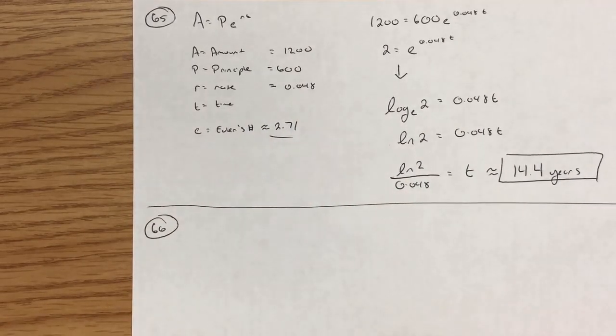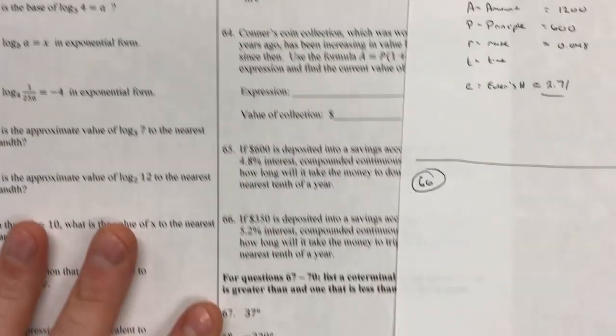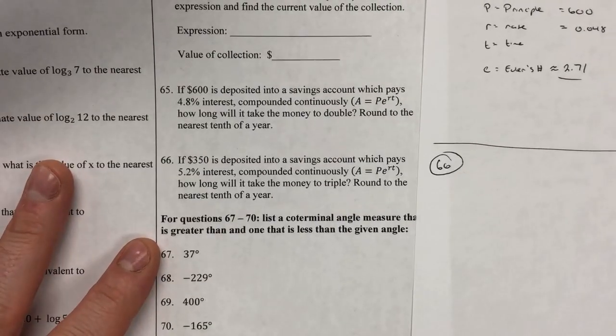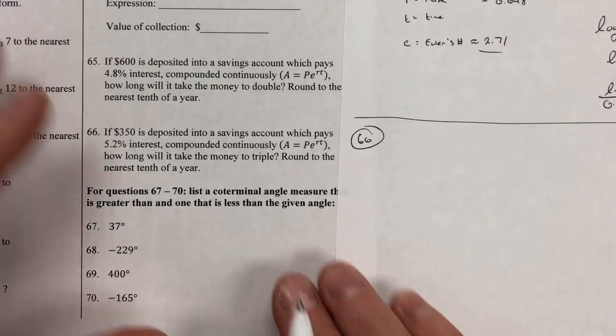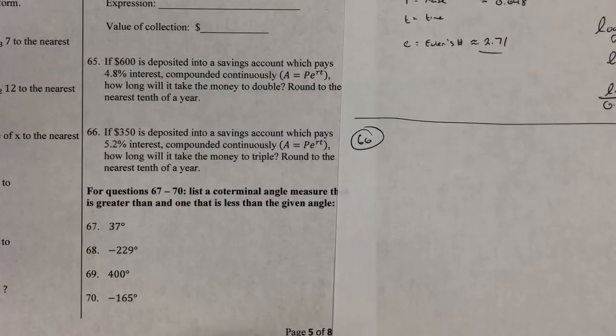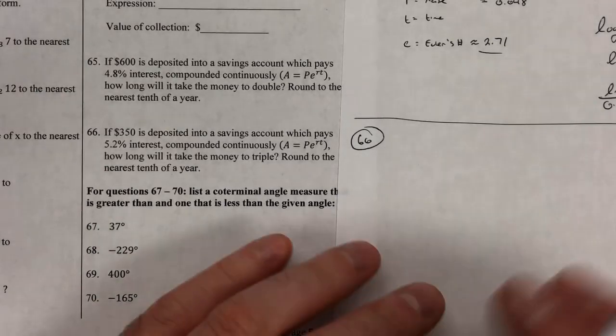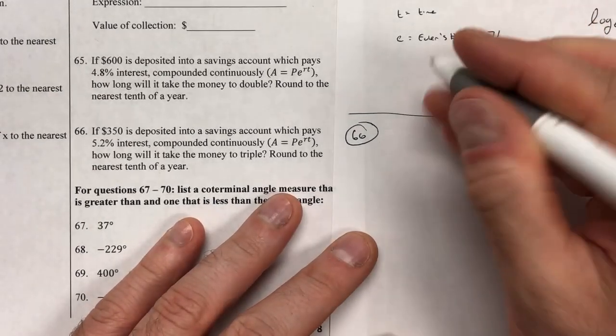Okay, that was 65. Let's take a quick look at 66. Okay, if $350 is deposited into a savings account which pays 5.2% interest compounded continuously, how long will it take for the money to triple? So exact same setup, I've just got a different set of numbers here. So let's go ahead and write this out.